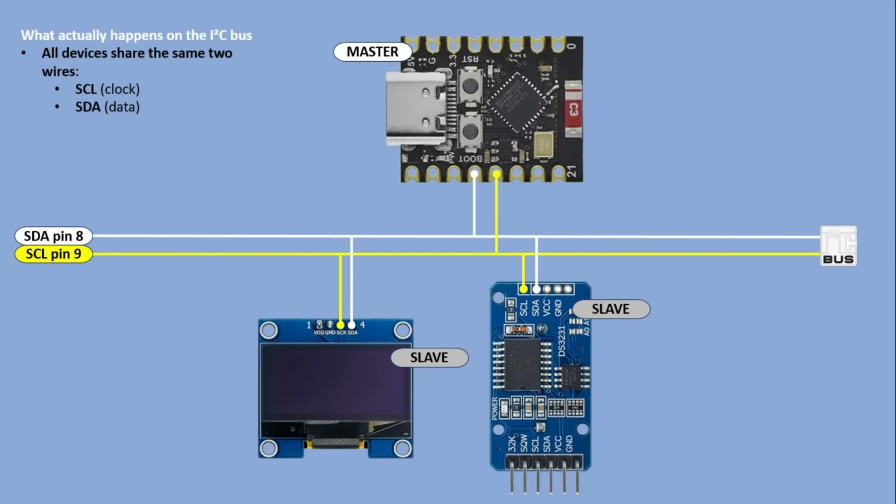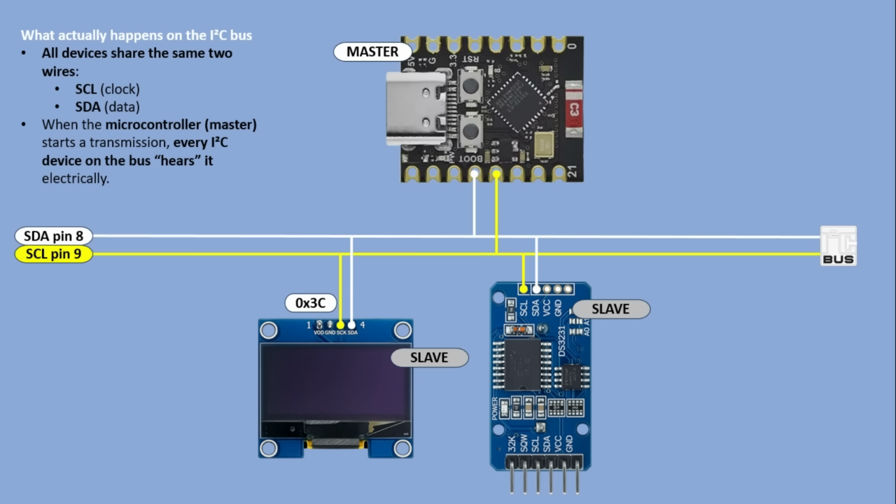Now when the microcontroller, the master, starts the transmission, every I²C device on the bus electrically hears it. But how does the microcontroller know which device to talk to if multiple devices are connected? And how does the display know that the incoming data is meant for it? This works because every I²C device has its own unique address. These addresses are 7-bit long and are usually written in hexadecimal format. For example, a common address for an OLED display is 3C. The DS3232 real-time clock typically uses address 68.